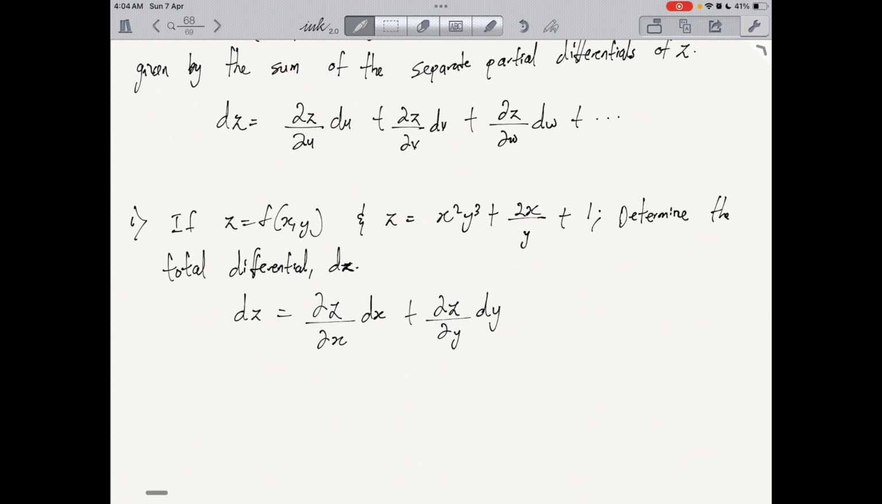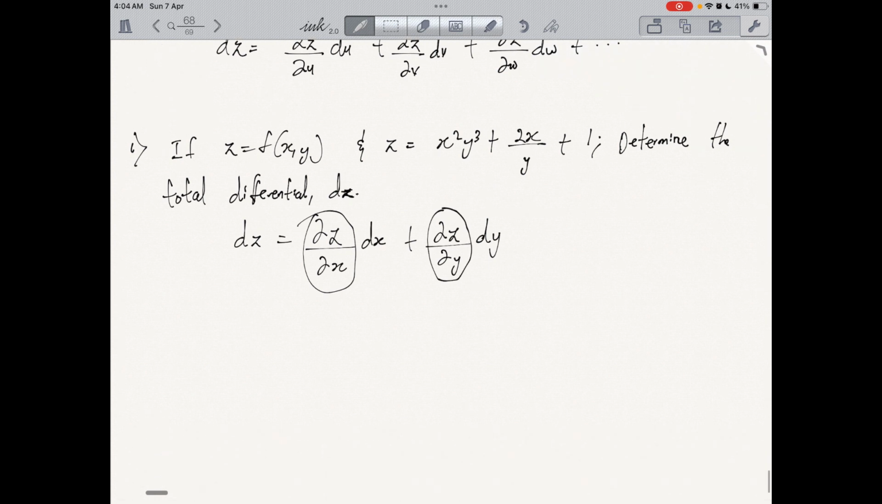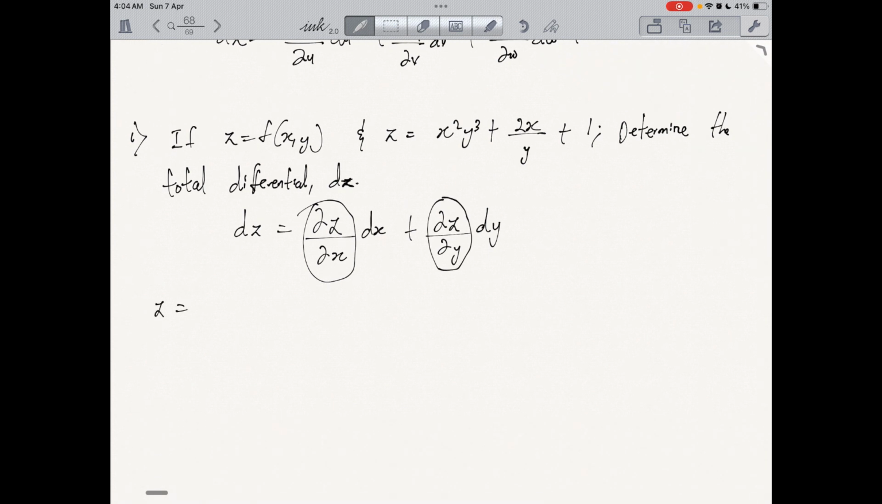So all things being equal, all we just have to evaluate is dz dx and dz dy, and then we'll substitute into the equation. So let's recall what z is. z is x squared y cubed plus 2x over y plus 1. And we are asked to evaluate dz dx. And when we are evaluating partially with respect to x, our y is kept constant.